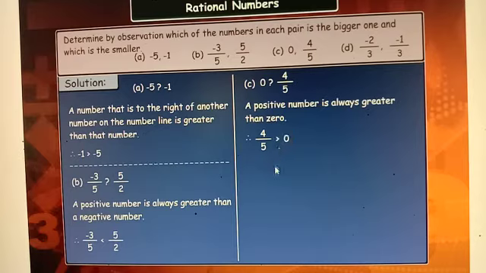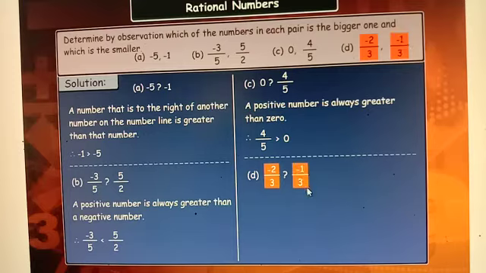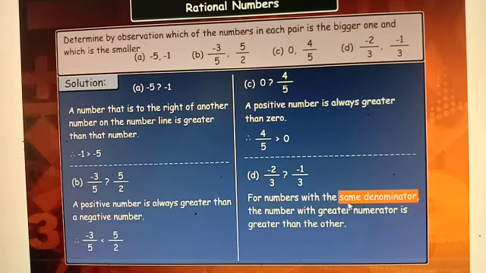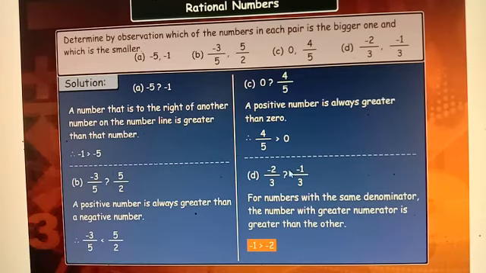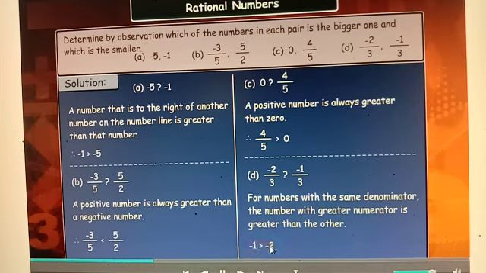Fourth, minus 2 upon 3 and minus 1 upon 3. For numbers with the same denominator, the number with the greater numerator is greater than the other. Here minus 1 is greater and minus 2 is lesser. Therefore, minus 1 is greater than minus 2. Therefore, minus 2 upon 3 is less than minus 1 upon 3.